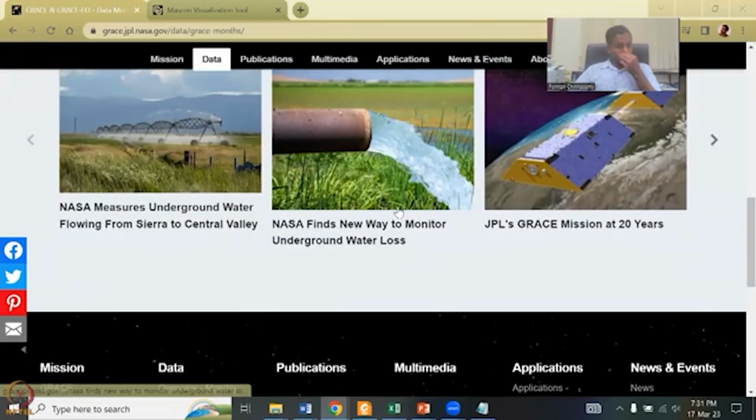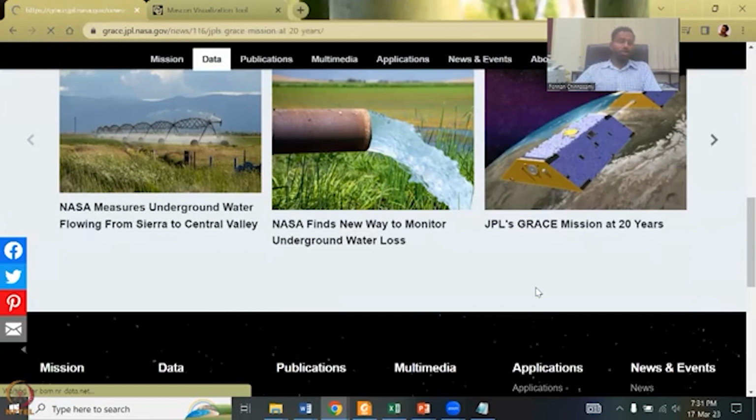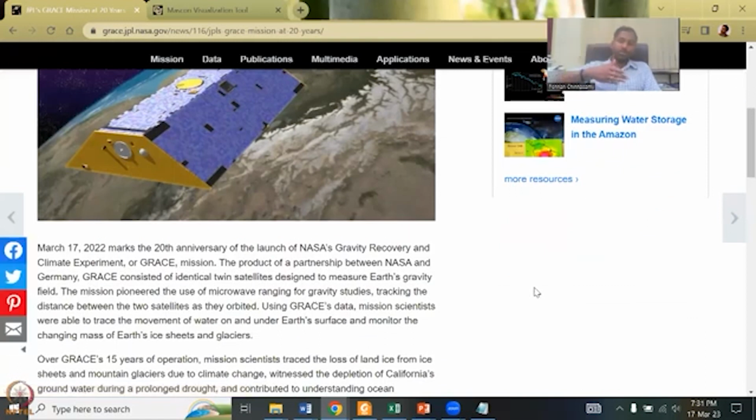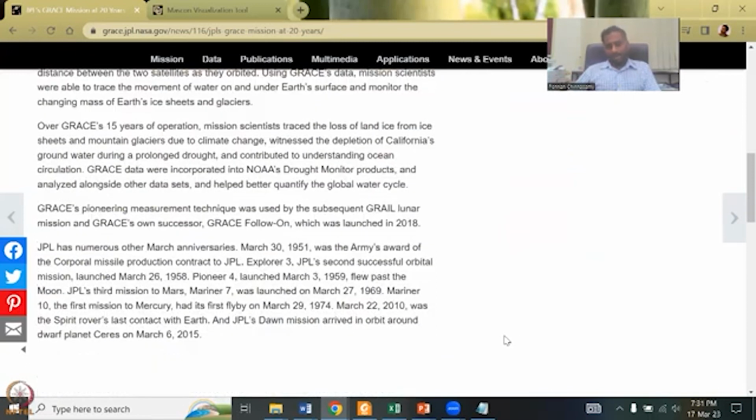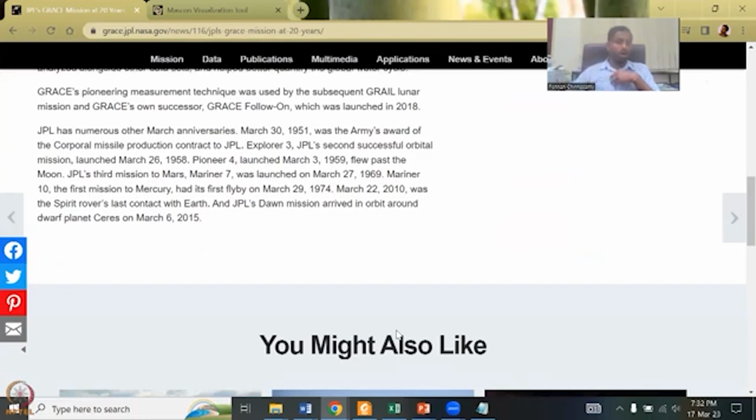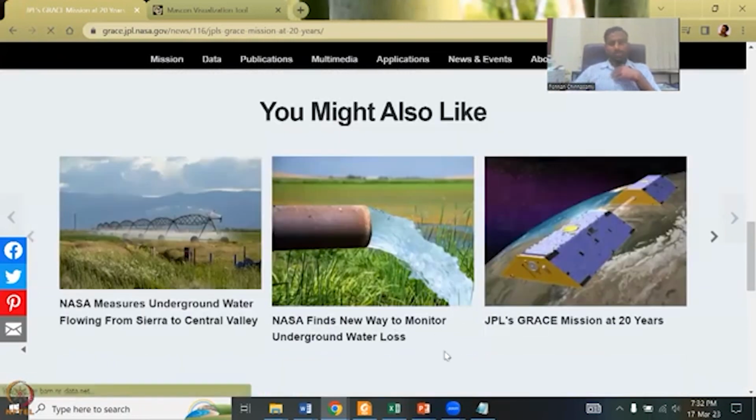As I said, NASA finds new ways to monitor underground water loss, missions at 20 years. What is the mission doing? And there's a lot of metadata. Now the second mission is there. The first mission was from 2002 to 2016, and then there was a gap. Then another satellite was launched while the first was in its last phase. Normally a satellite runs 15 years or so. While the last phase is going on, NASA funds a new satellite, the same satellite with advanced features, and then they send it out. So there's a GRACE satellite and a GRACE Follow-On satellite mission.